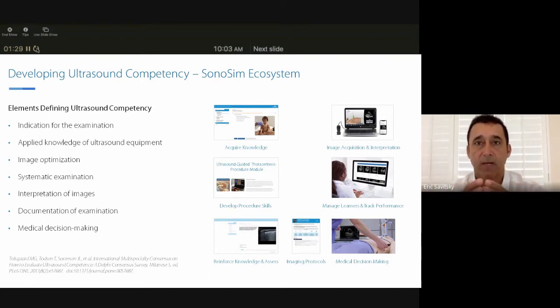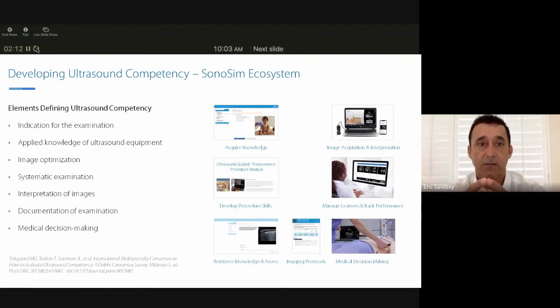So let's say we want to learn about pediatric lung sonography. What would it take to become competent on that particular ultrasound application? It's knowing the indications for an examination, having applied knowledge of the ultrasound equipment, how to manipulate it to get the images that you want and record them, how to optimize the images, how to perform a systematic examination, how to go through the lungs in a systematic way and get the information that's required, how to interpret the images, how to document the examination, and most importantly, how to take an image that you've acquired, interpret it, and integrate it into medical decision making.